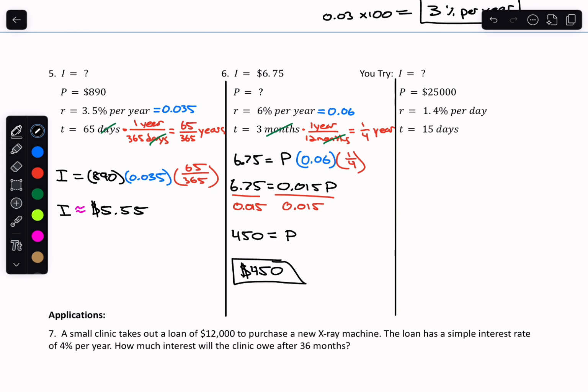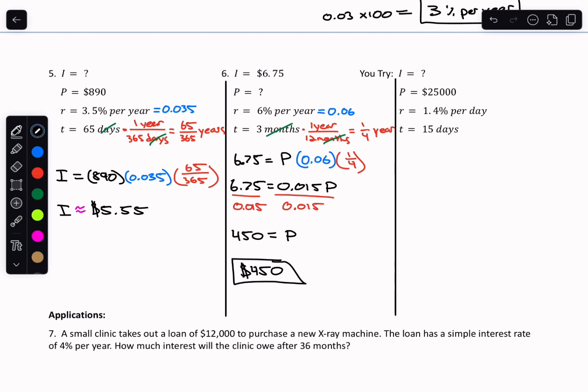All right, hopefully you gave it a shot. So we are solving for interest, which means it's one of the easier ones. On top of that, our interest rate is per day and our time is also in days. In the past, all our interest rates were per year, but it doesn't have to be per year. All that matters is that the units are the same in the rate and the time. So per day is fine as long as our time is also in days.